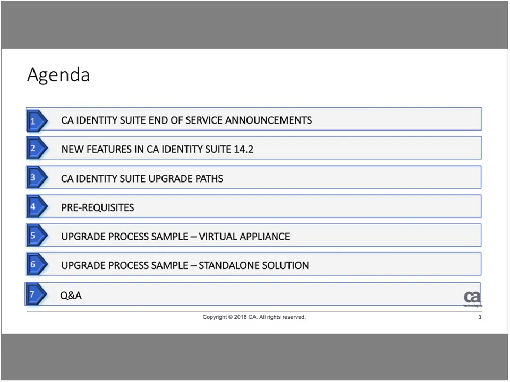The agenda today is I'm going to cover a little bit of our end of service announcement. This is very important because I want to make sure that every single one of you understands where you are in terms of which version you're running. We're going to talk about the new features for Identity Suite 14.2 that was released in April. We're going to talk about the upgrade paths we have for the Identity Suite. And then we're going to do a little bit more drill down in terms of prerequisites to migration to the virtual appliance and upgrade of the virtual appliance, and also talk about a standalone solution, which is the majority of our solution. And of course, we're going to have ample time for Q&A in the end.